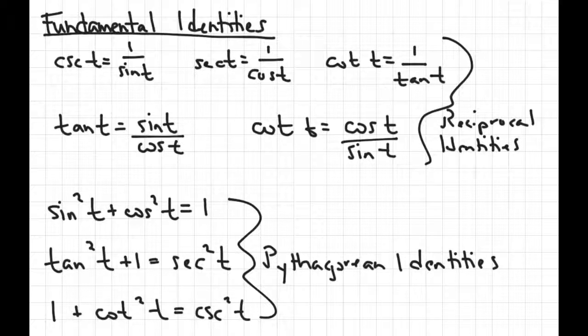So its reciprocal cotangent must be the cosine divided by the sine. There are some other identities that we want you to become familiar with.